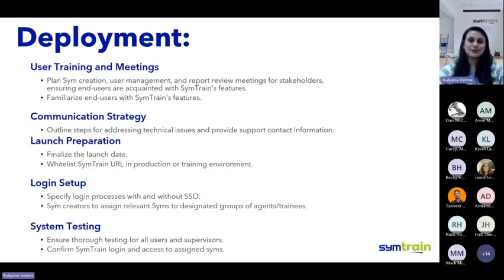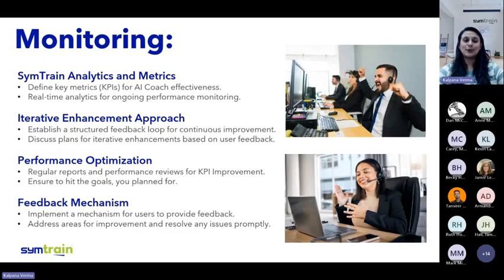Once confirmed, once your trainees, your leaders, everyone is able to access all the features of SymTrain, you are good to launch your program. And with that, we move on to our next session, which is monitoring.